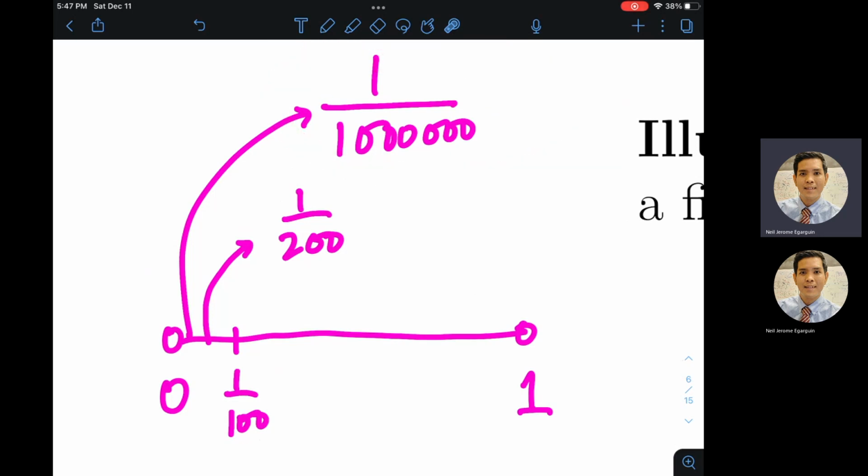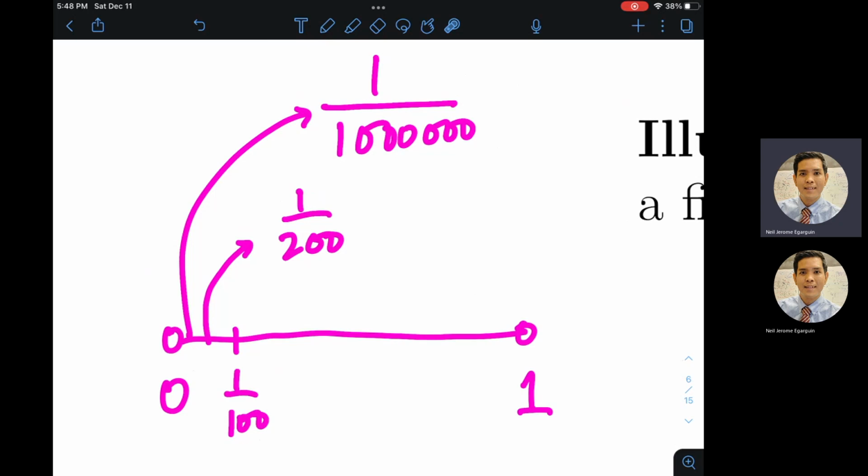But again, density property will kick in. Between 0 and 1 over 1 million, there will still be a real number. So ibig sabihin, hindi pala to ang magiging least element. And the process will go on in a never-ending fashion. So ibig sabihin, laging may mas maliit pa dun sa candidate ko para maging first element. Now, that is enough to say that there is no first element in this set, right?